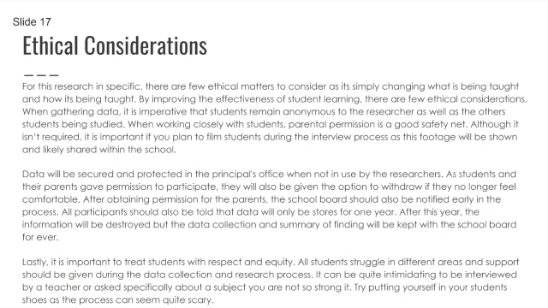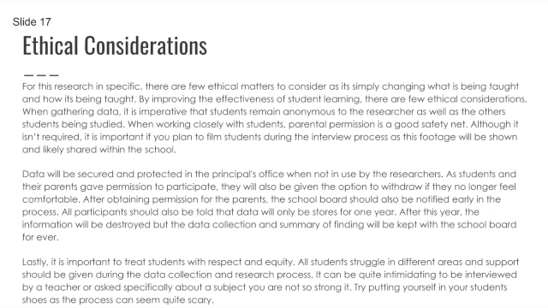After you found your participants and setting, it's important to look into ethical considerations. For this research plan in specific, we are going to keep the information anonymous to teachers, educators, as well as other students being studied. Data will be secured and protected in the principal's office when it's not in use by the researchers. And after 1 year, the data will be destroyed. However, the summary of findings will be kept with the school board forever.